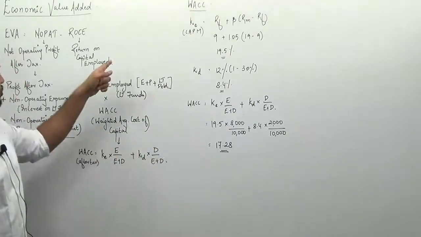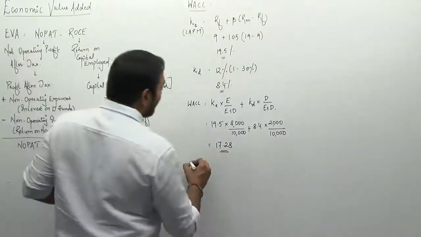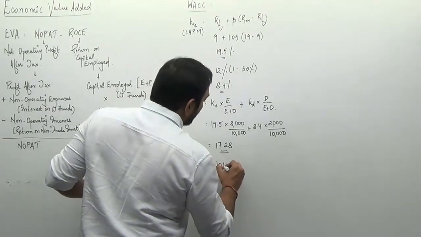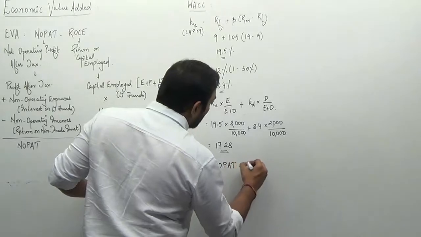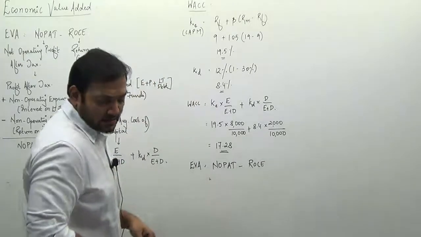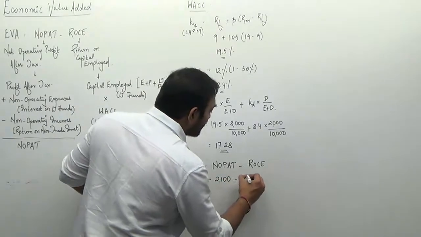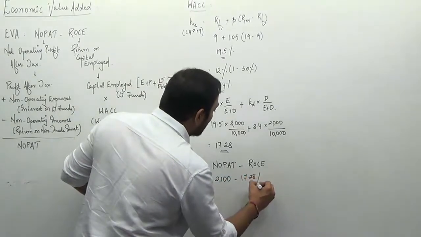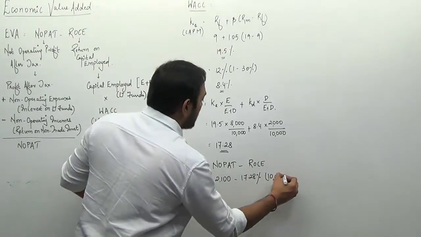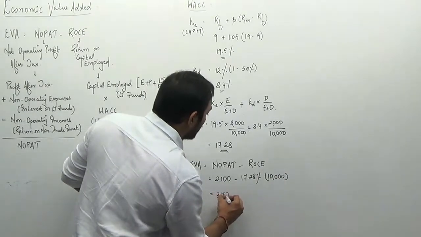Once you get WACC, you know capital employed is 10,000. You know NOPAT. Calculate EVA. EVA is equal to economic value added, NOPAT minus ROC. NOPAT, net operating profit after tax, is 2100. ROC is WACC, 17.28% of 10,000. I think this is 372.